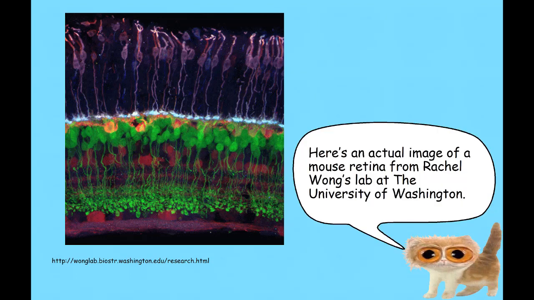So that's a little abstract diagram depicting the retina. This is nice because it's a picture here from Rachel Wong's lab at the University of Washington. And this is an actual picture of a mouse retina. And so it gives you a sense of what the real biological organism looks like, right? So again, here is the front of the eye, here is the back of the eye, and this is our retina.